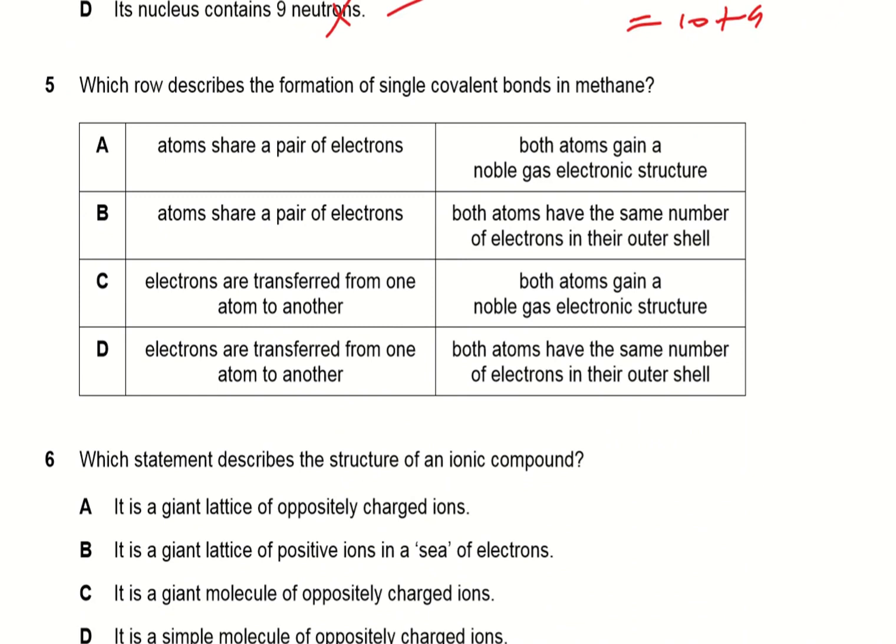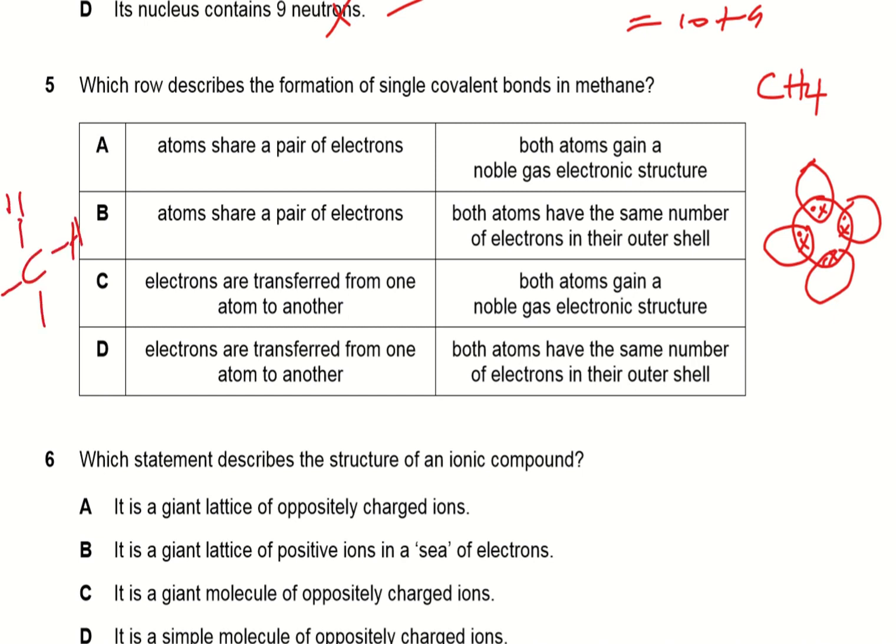Which row describes the formation of single covalent bonds in methane? Looking at the bonding in methane, methane is CH4. Carbon plus 4 hydrogen gives us the bonding in methane. When you look at it, carbon is at the center and hydrogen is at the edges. Carbon is bonding to the hydrogen there.